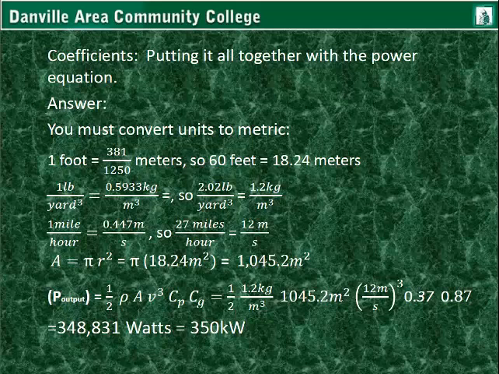So if you want to go by the standard system, since the equation was derived using the metric system, there's a lot of steps to go through to convert everything from our US measures over to metric.